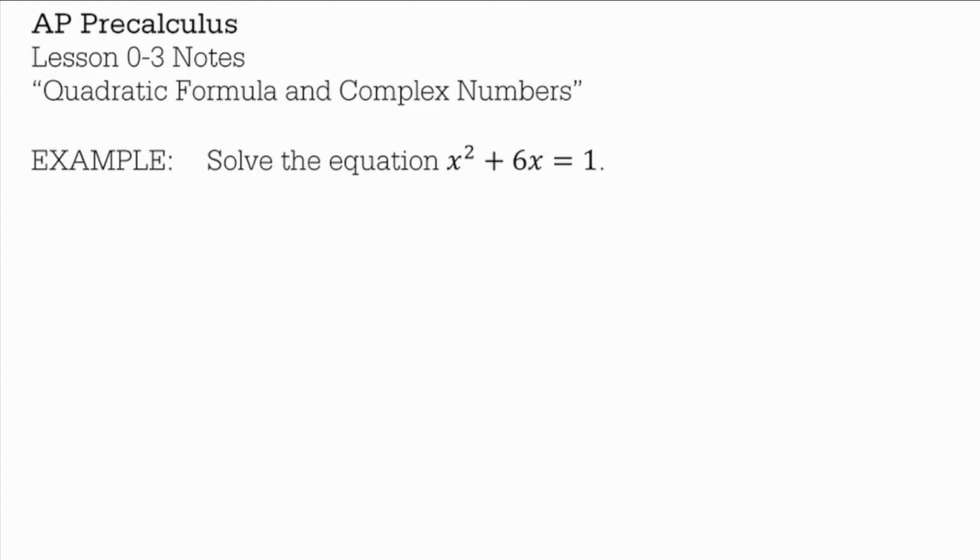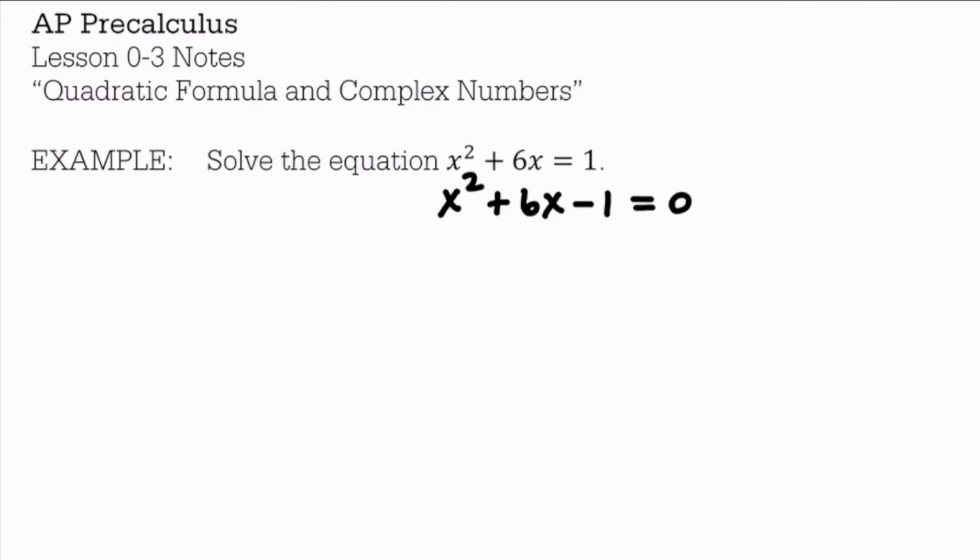Alright, in this video we're going to continue our work on quadratic functions, and this time we're going to work with the quadratic formula and a little bit on complex numbers. But we're going to start by solving this equation, x squared plus 6x equals 1. And, much like last time, we're going to start by setting it to 0. So we're going to subtract 1 from both sides.